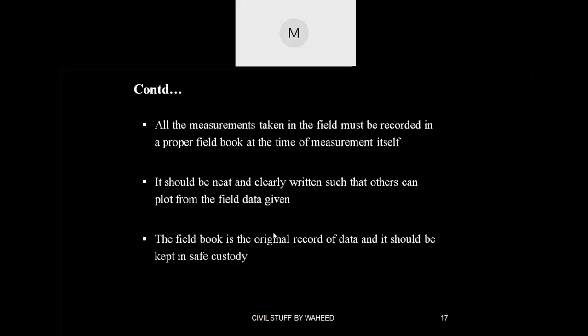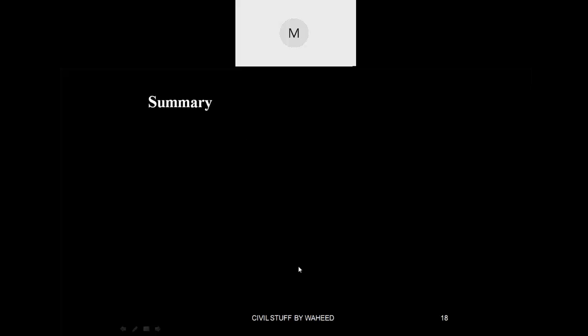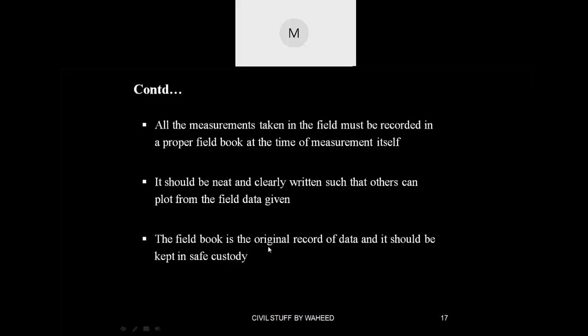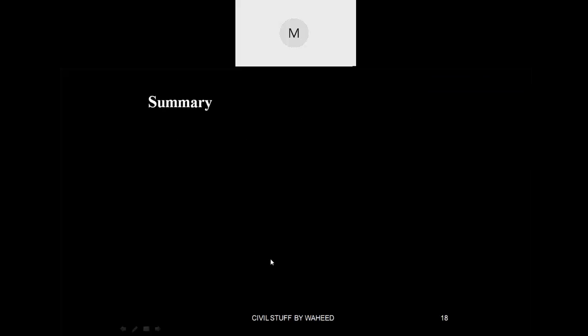This measurement book is very important because it will be kept as the original record of data for the project work completed. Suppose any dam construction has been done. Before that we have done a survey, and then construction. The surveying record should be maintained perfectly. It should be in safe custody. The field book is the original record of data and should be kept in safe custody.